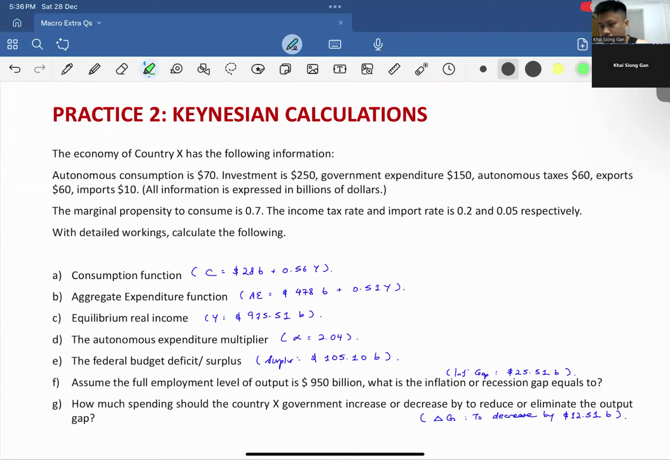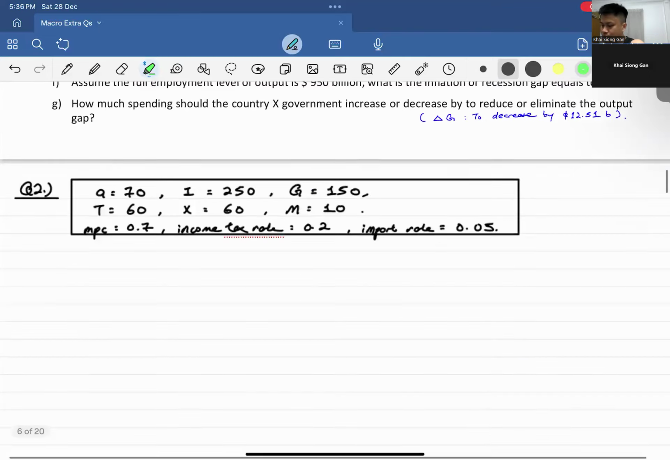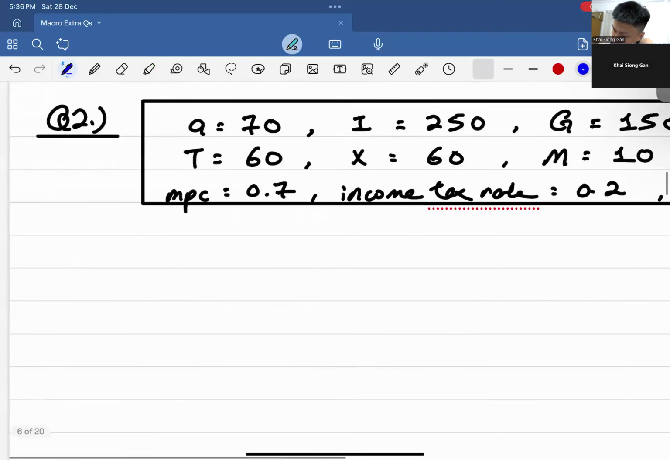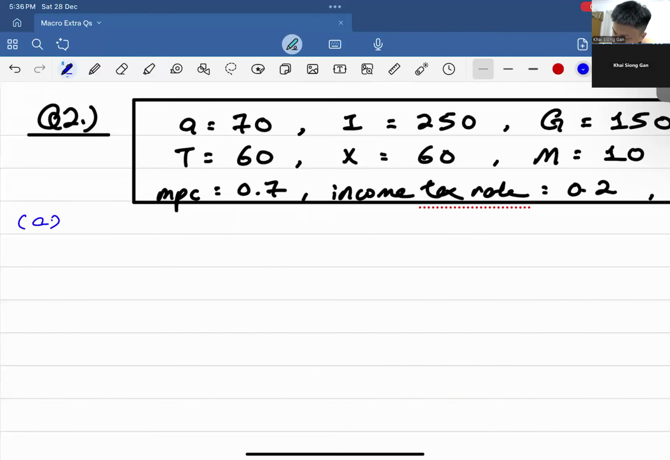Okay, so now we are going to work on the questions together. Questions A, B, C, D are about the consumption function, AE function, equilibrium real income, and then the multiplier. Let me walk through it quickly with you. Question A, consumption function C equals a plus bY. So I expand the Y: income minus autonomous tax minus induced tax plus transfer payment.